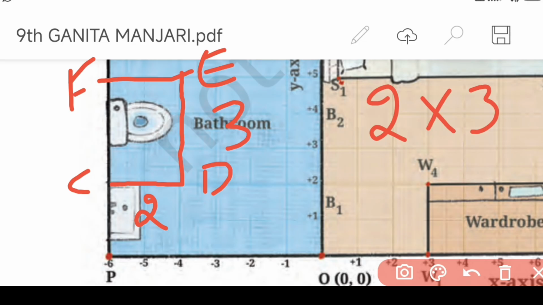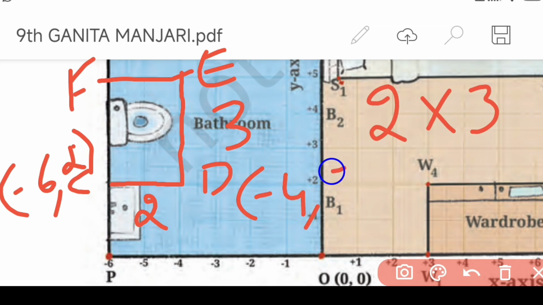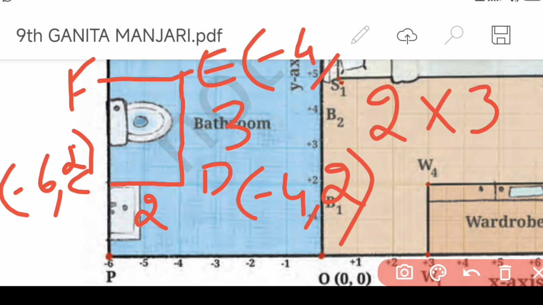Already we found the coordinate of C, which is minus 6 comma 2. Next, coming to D coordinates. What are the D coordinates? Minus 4 comma 2. Next, what are the coordinates of E, which is minus 4 comma 5. Next, what are the coordinates of F? Minus 6 comma 5.